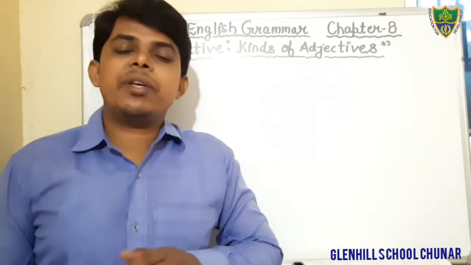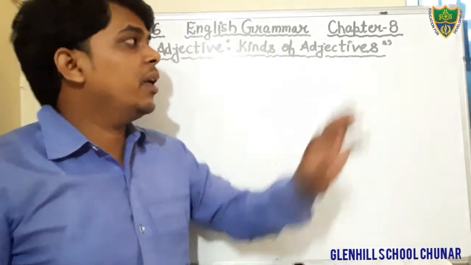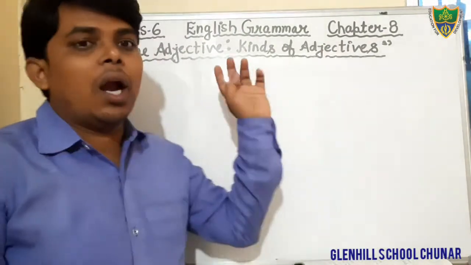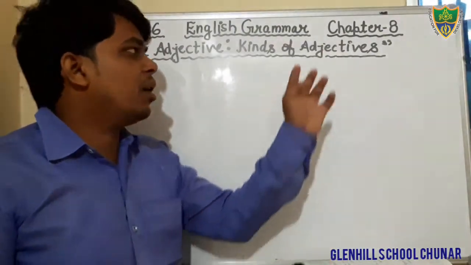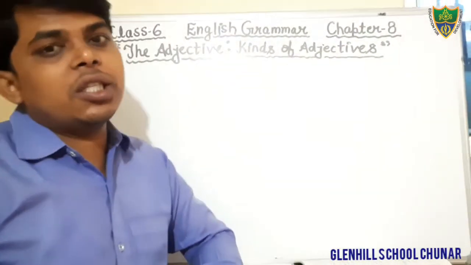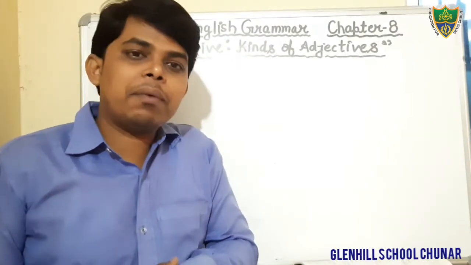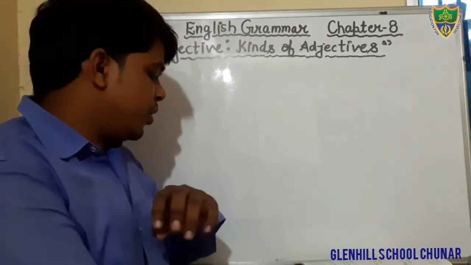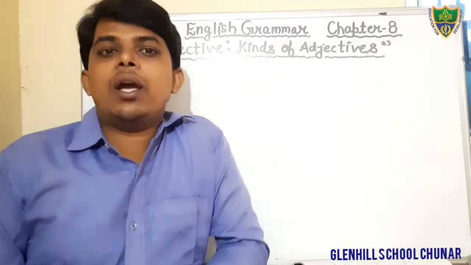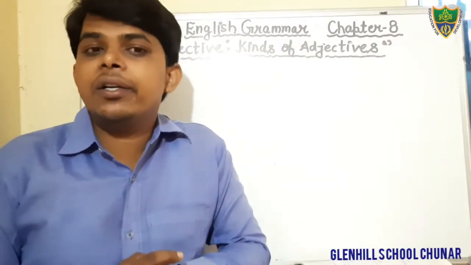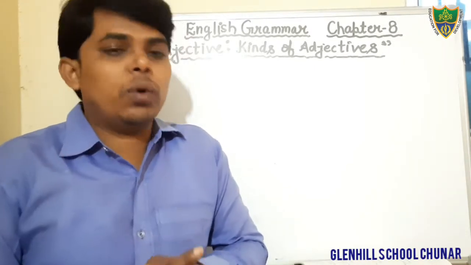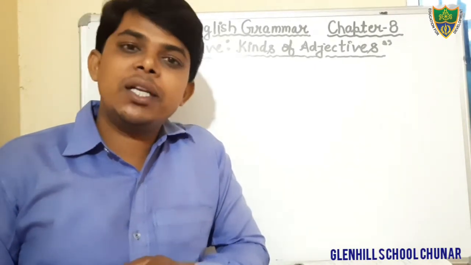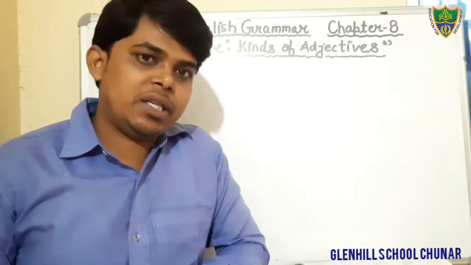Dear students, in the previous classes we were discussing chapter 8 of English grammar, that is adjective and kinds of adjective. Dear students, in this chapter we have read the definition of adjective and features of adjective. In the meaning of adjective, I have told you that an adjective is a describing word that describes the quality of a noun or pronoun in a sentence.